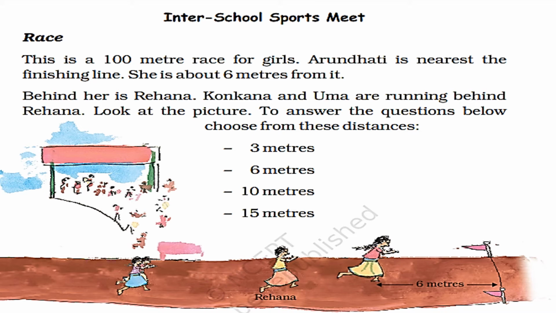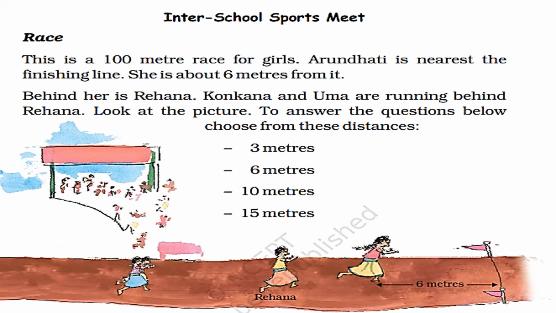Inter-school sports meet. This is a 100-meter race for girls. Arundhati is nearest the finishing line. Children, look at the picture. She is about 6 meters from it. Behind her is Rehana. Konkana and Uma are running behind Rehana. Look at the picture to answer the questions below.